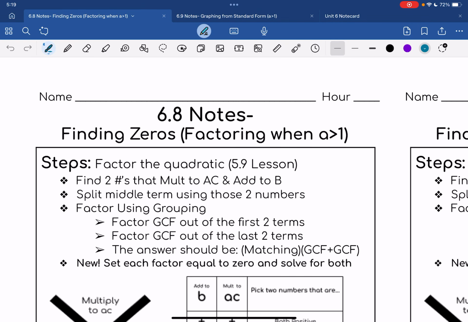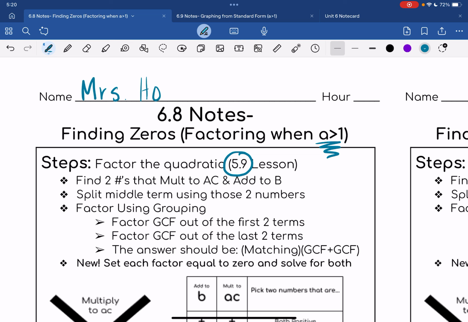We are back to standard form from our little trip over to vertex form last unit. And we are finding zeros today, and we are factoring when a is greater than 1. So what we are doing today is combining 6.3, where we factored and set each factor equal to 0 when solving, with how we factored back in 5.9, so the very end of Unit 5.